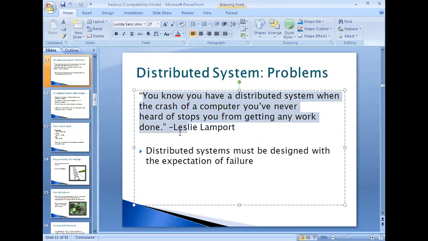This is the important quote regarding distributed systems, given by Lamport. What happens here is that even though there is a crash, whatever work you have done, you are able to restore it within no time. Distributed systems must be designed with the expectation of failure. Always assume that the systems present in the distributed system can fail. Even if all the systems fail, you are able to restore it within no time. That is our target.